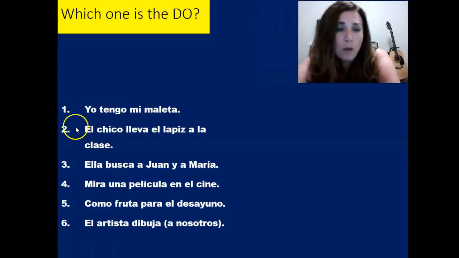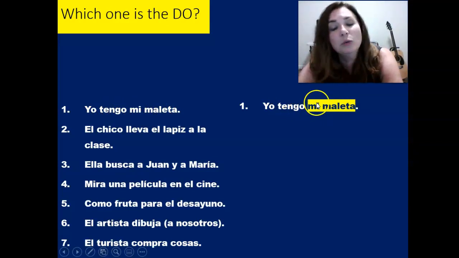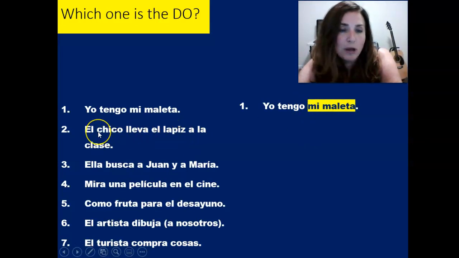Here we go. What would it be? Yo tengo mi maleta. There we go. I have my suitcase. So that's what you would replace. You would say, I have it, right? You wouldn't say, I have my it. So you would replace the mi and the maleta with the it. El chico lleva el lápiz a la clase. So what is the boy bringing? What is the boy carrying? He is carrying el lápiz.